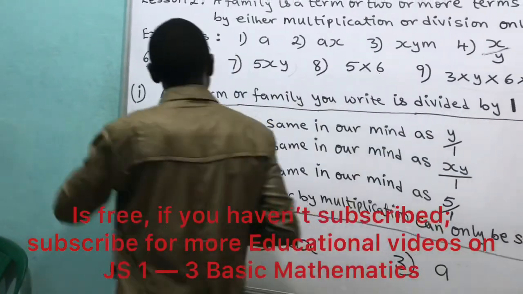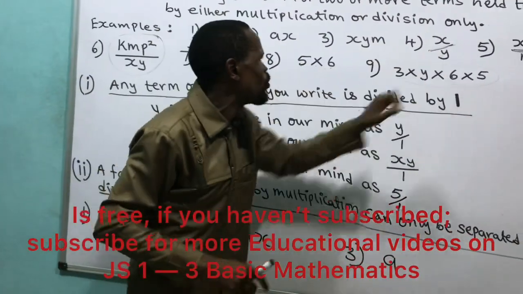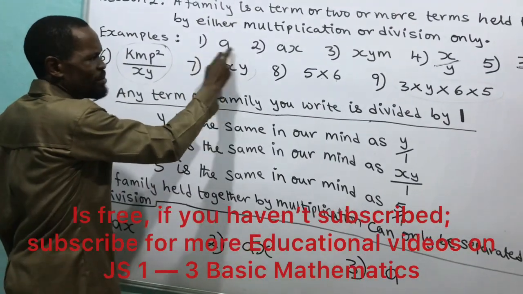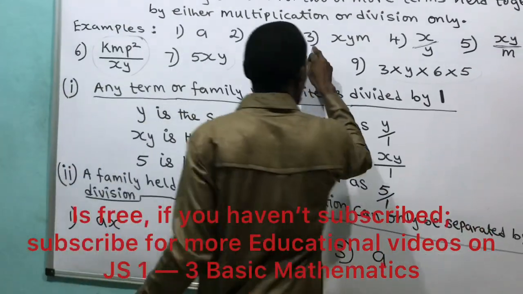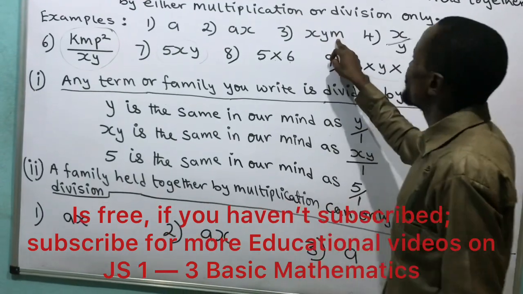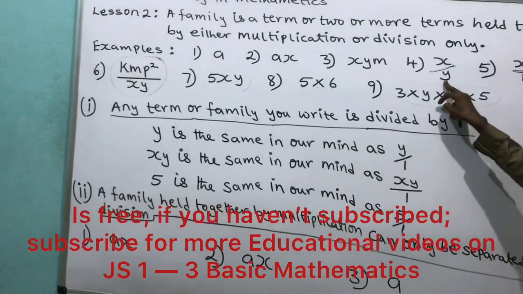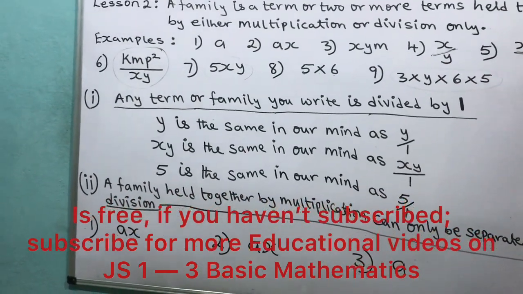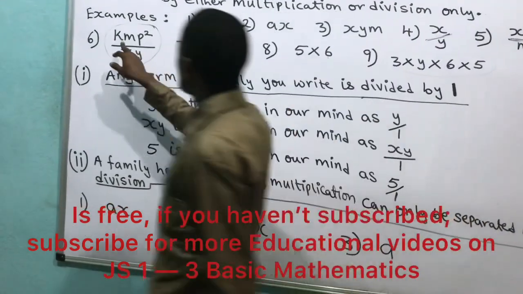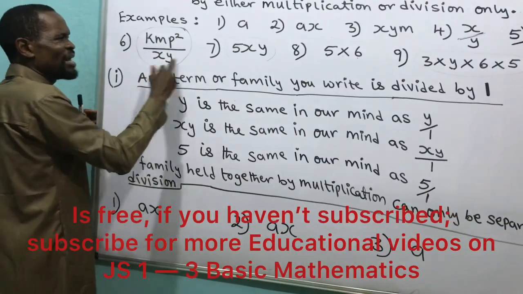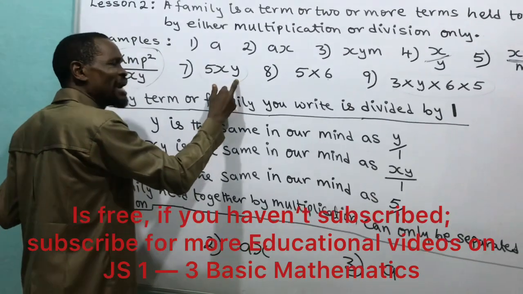You have now seen that all these here are called what? Family. Number 1, A is a family. AX is a family. Number 3, XYM is a family. X over Y is a family. XYM is a family. This divided by this is a family. And this 5XY is a family.